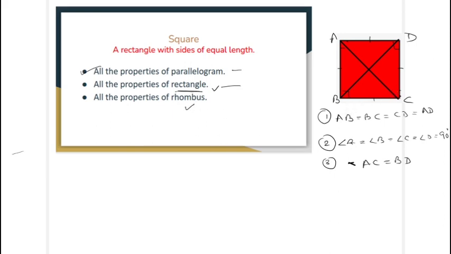In a rhombus all the sides are equal, that we have already written, and opposite angles are of equal measure. It will also hold here because as all the angles are already equal, obviously we can say opposite angles are also equal. And in a rhombus the diagonals are perpendicular to each other, and in a square also diagonals are perpendicular to each other, because if you measure you will find that these angles are 90 degrees. So these are the properties of a square. Hope you have understood this.